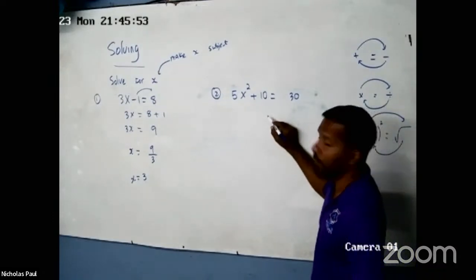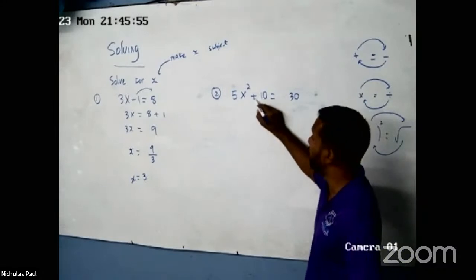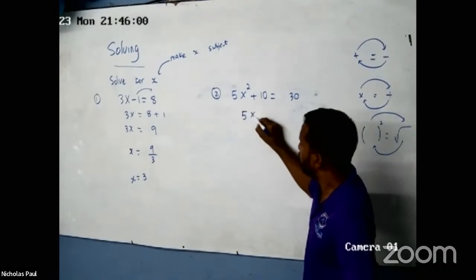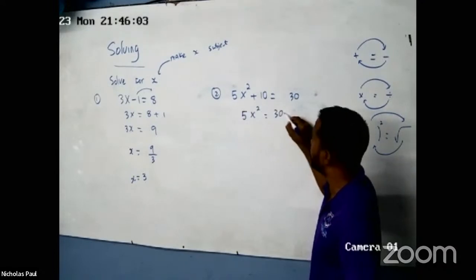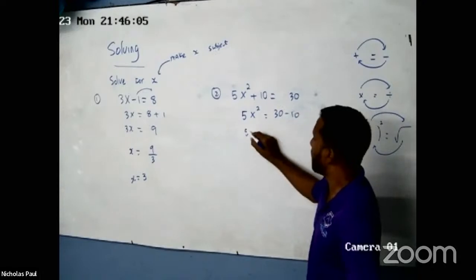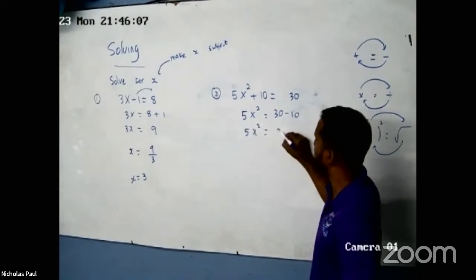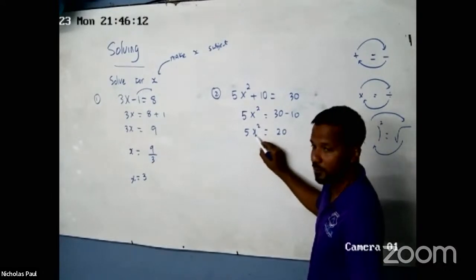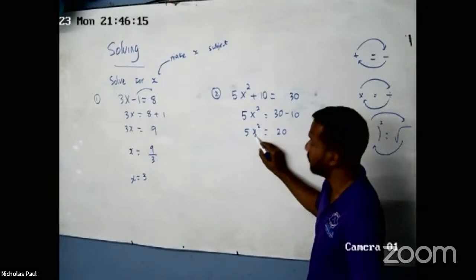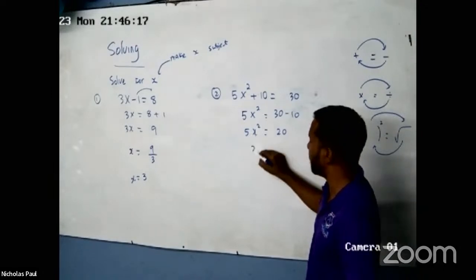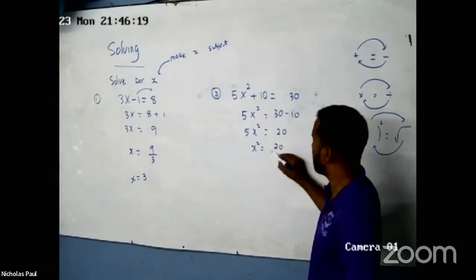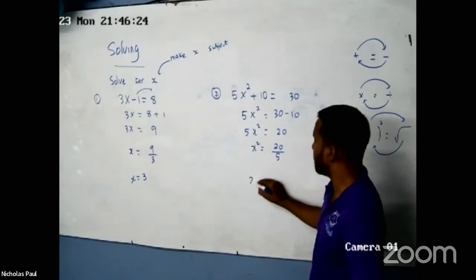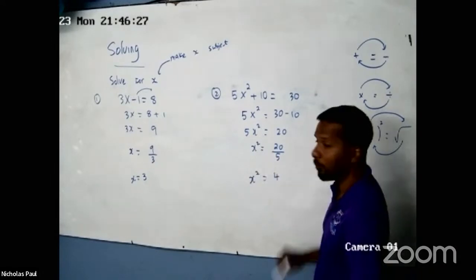So nice. So for number two now, what's the first thing we're going to move across? Plus 10, right? So when you move the plus 10 across, it becomes minus 10. So we have 5x squared is equal to, next, we have 5 multiplied by x squared. So what to do? This is multiplied, so when you move it across, it becomes divide. Okay? Multiply will become divide. So now we have x squared is equal to 4.